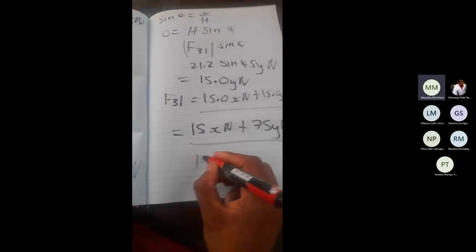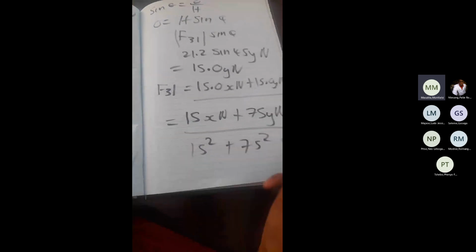Then we have 15 squared plus 75 squared, for you to find the new magnitude of that new force. Can you repeat why you used 75?